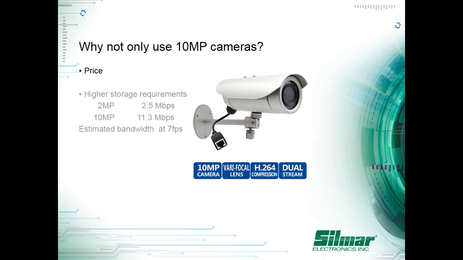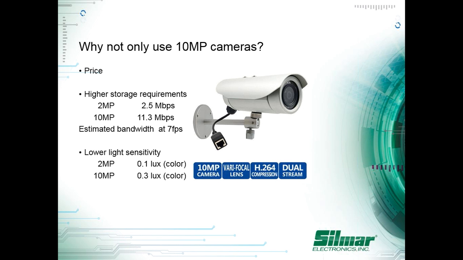So why not only use 10 megapixel cameras on all your installations? The first reason you won't want to do that is obviously price. The 10 megapixel camera is going to cost more than, say, a 2 or 1 megapixel. And like I said, you might not need all those pixels for that scene. Higher megapixel also consumes more bandwidth and more storage. So if you have 30 10 megapixel cameras, you're going to need a lot more storage than, say, 30 2 megapixel cameras. And we're going to go over when to use these 2 different camera types.